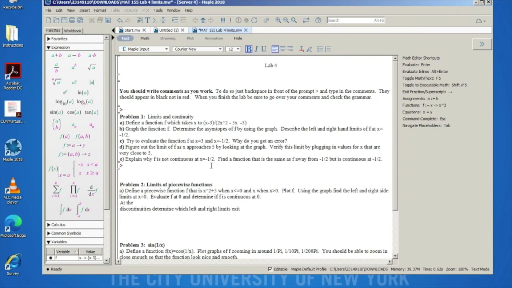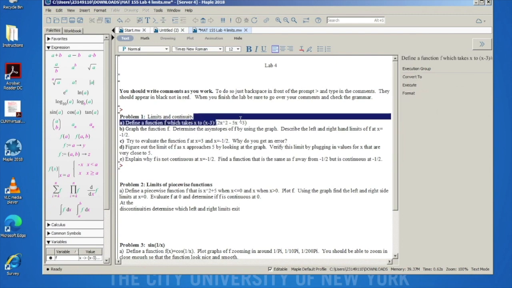All right, welcome everyone to lab number 4 of Math 155. By now, you should have seen in your classes what a limit is and what continuity is, what we mean by limit and continuity. From pre-calculus, you should know what asymptotes are, especially vertical and horizontal asymptotes on a rational function. And again, a rational function is a function that looks like a polynomial divided by another polynomial, like what I have up here.